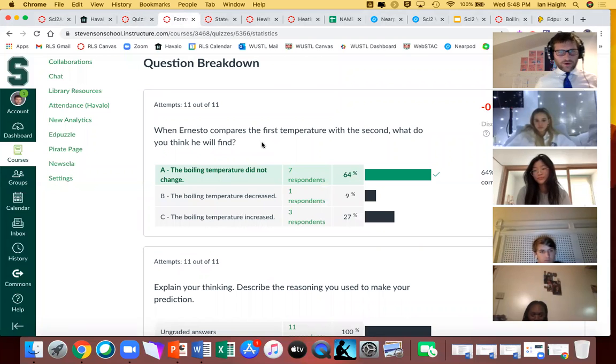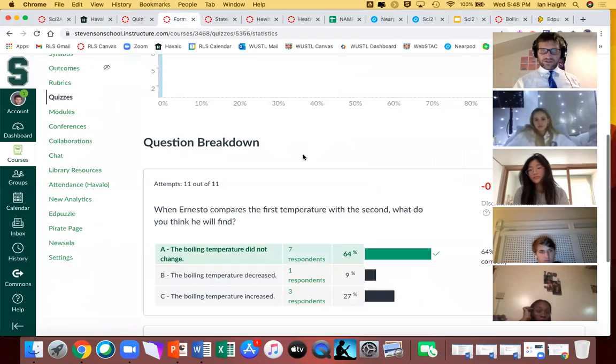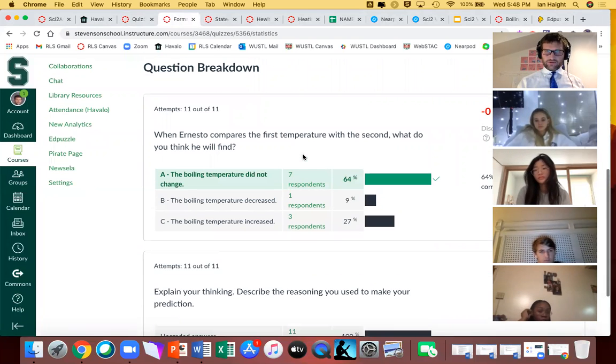Looks like 7 of you went with the boiling temperature did not change. It's funny, this is identical to the previous class. Option A. 1 of you went with option B, which is the boiling temperature decreases, and 3 of you went with C, the boiling temperature increased. So interesting. The most correct answer is indeed A, and that's something we're going to explore today.